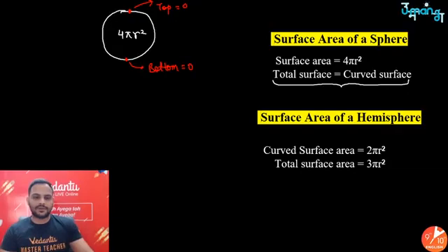Now if I come to the part of hemisphere. So in hemisphere, beta, we have a half sphere.